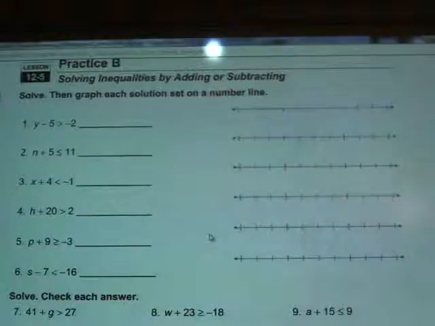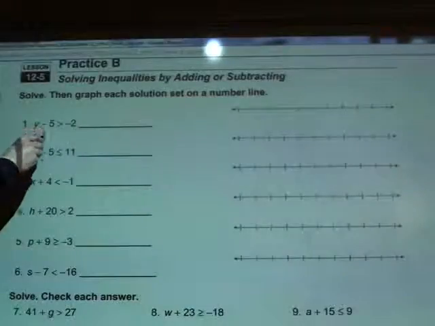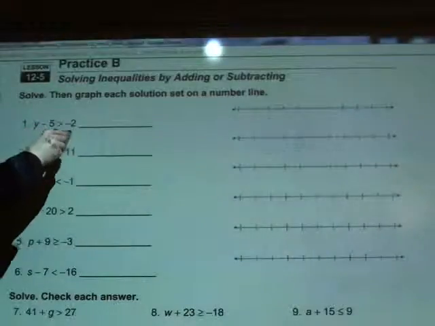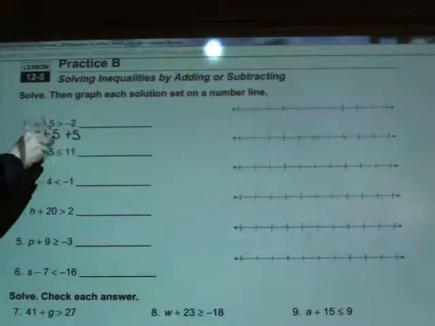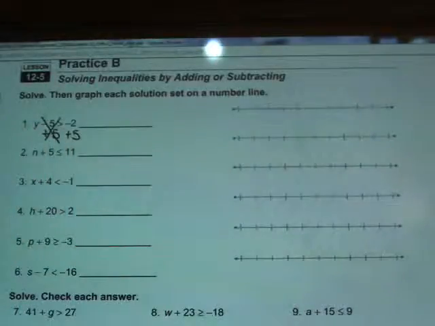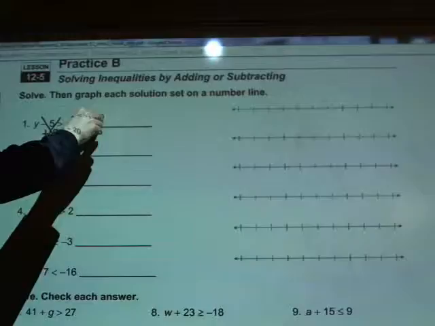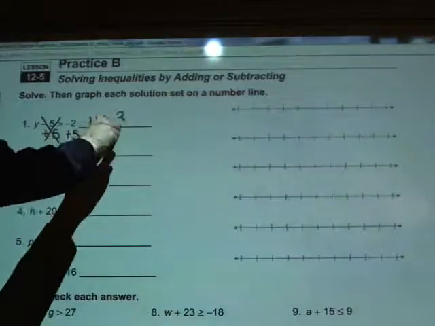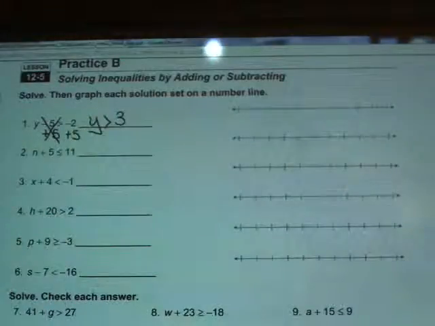So to solve there, I'm going to add 5 to both sides. Again, it's me doing the opposite. This minus 5 plus 5 cancels each other out, and that leaves me y is greater than, in this case, negative 2 plus 5, which is 3. And that's as far as you would go in that next set of questions, 7, 8, 9, 10, 11, and 12. You're just getting to that solved step.